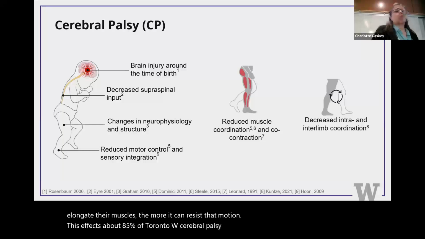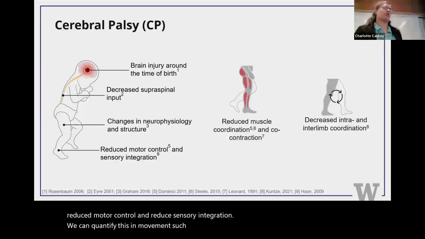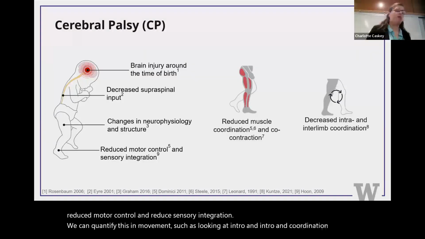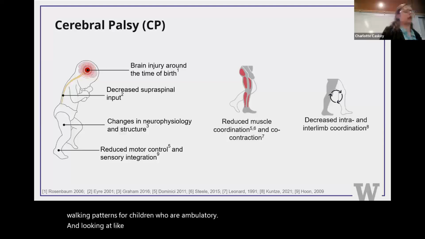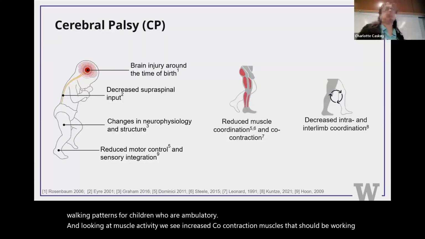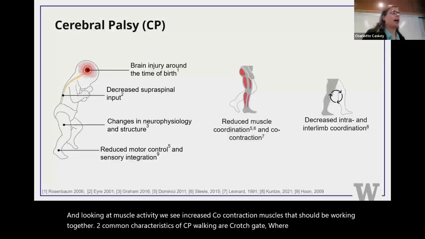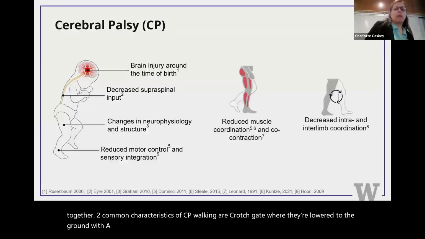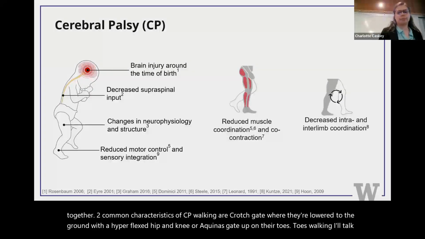These combined factors can also lead to reduced motor control and reduced sensory integration. We can quantify this in movement, such as looking at intra and interlimb coordination with walking patterns for children who are ambulatory, and looking at muscle activity. We see increased co-contraction of muscles that should be working together. Two common characteristics of CP walking are crouch gait, where they're lower to the ground with a hyperflexed hip and knee, or equinus gait, where they're up on their toes walking. And I'll talk more about those later.